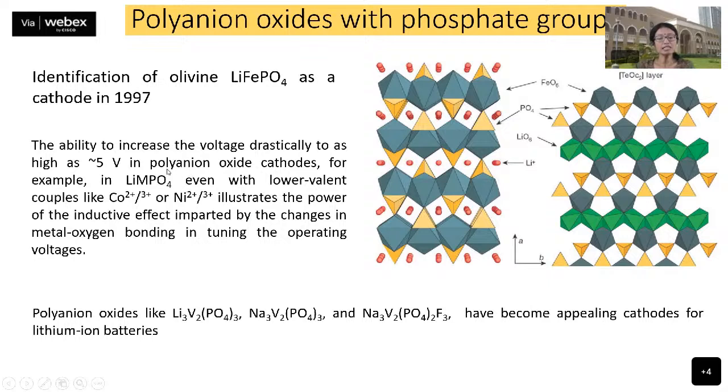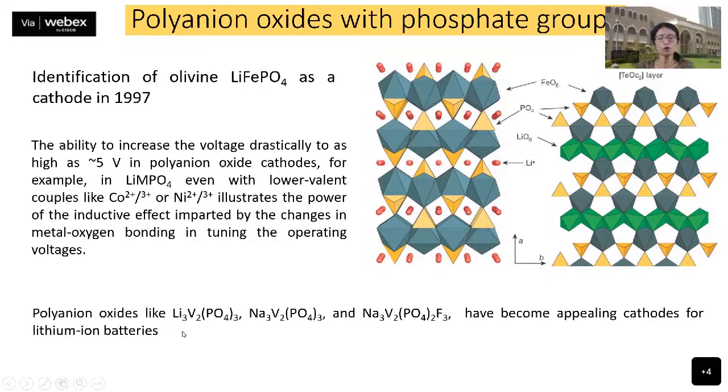So this ability to increase the voltage drastically to as high as 5 volt in polyanion cathodes, like LiCoPO4 or LiNiPO4, comes from this inductive effect, which increases the operating voltage. Currently a lot of work has been done with LiFePO4, but with LiNiPO4 kind of materials, work is going on at lab level, but as I told you, the point of constraint is basically the electrolyte.